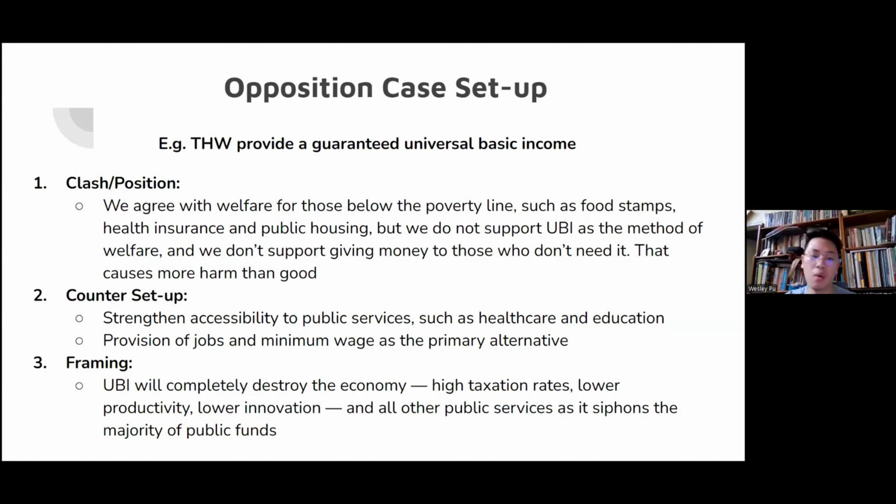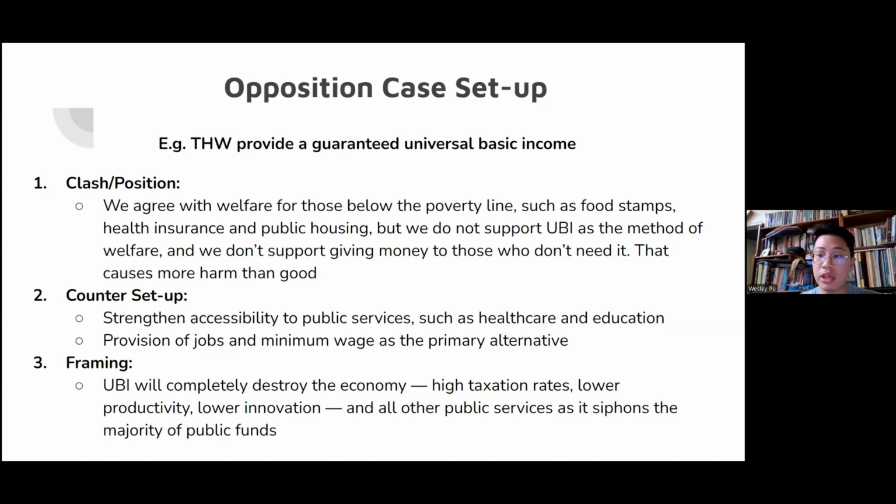Then the counter setup. What are you probably going to do instead of having UBI? You're going to strengthen accessibility to public services such as healthcare and education. You're going to build more schools, build more hospitals, and make sure the roads to get to those schools and hospitals are properly paved. You're going to have better provision of jobs and minimum wage as a primary alternative.